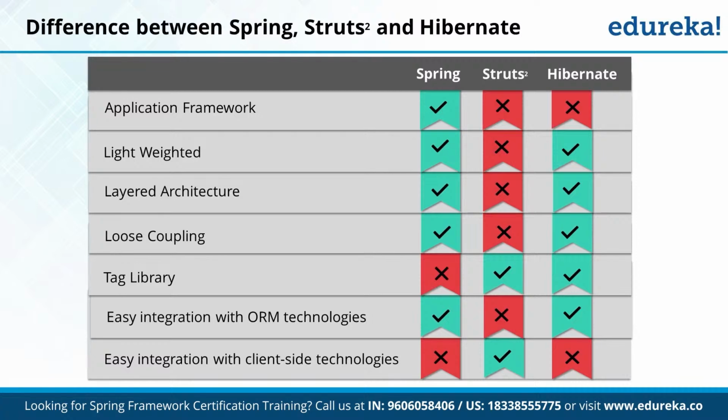All right. So let's try to compare Spring, Struts and Hibernate. Even though Hibernate is entirely a backend framework, whereas Spring and Struts do different jobs, let's try to have a differentiation. So the first thing is that Spring is an application framework, right? It's lightweight, with layered architecture and loose coupling. So when we say loose coupling, it means less dependency of one module on the other modules, right?